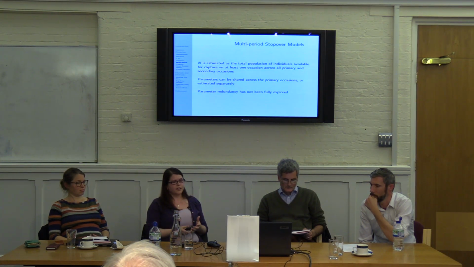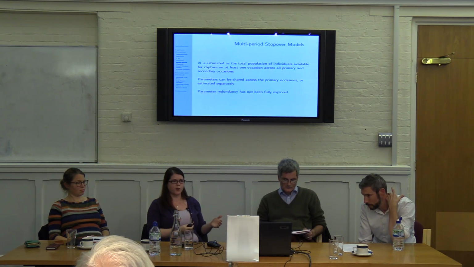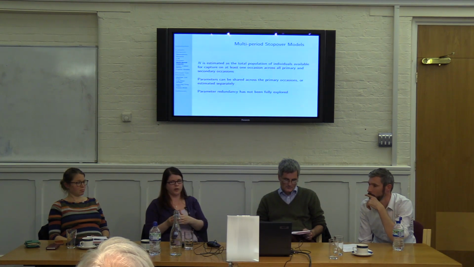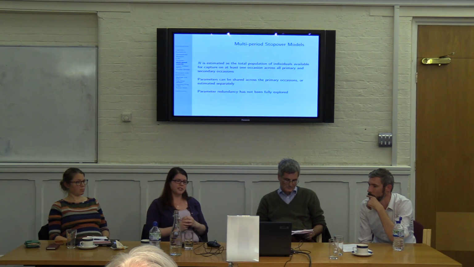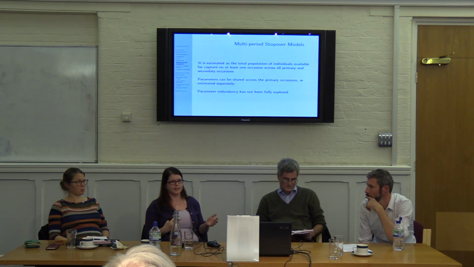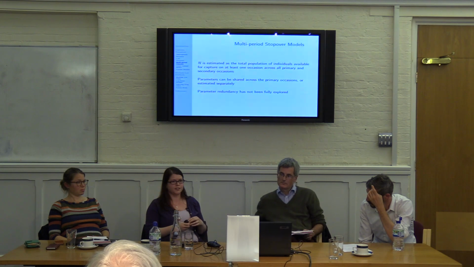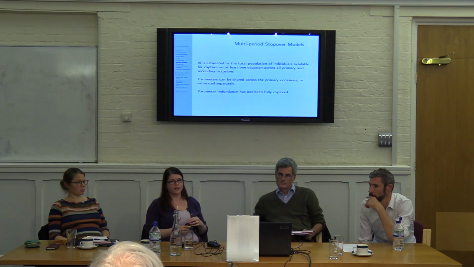Now, what's the strength in combining all of this information? Well, we can actually share parameters across the years. So they don't have to be dependent on primary occasion. We can share them instead. This is particularly useful if we have really small populations, so we can pool information from across the years. Parameter redundancy is probably an issue in these models. If you're trying to fit all of these dependencies and you're fitting individual parameters for each, you will run into problems, but that's not been fully explored as to what you can and can't fit yet.